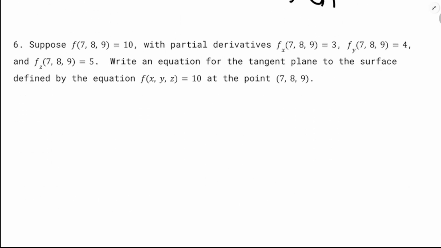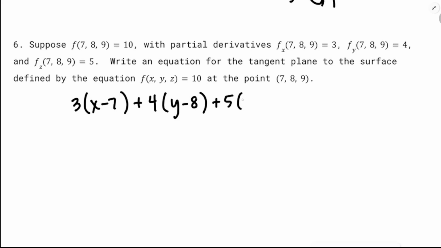All right, now the last one here, number 6. Yeah, this one was ungraded, but it doesn't mean I took it off the test. It's just like this particular year, I hadn't prepped y'all for it, and I forgot it was on there. So what we're going to do here is it's fx times x minus the x coordinate plus fy times y minus the y coordinate plus fz times z minus the z coordinate. And that's going to equal 0.